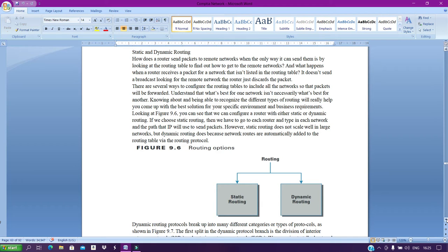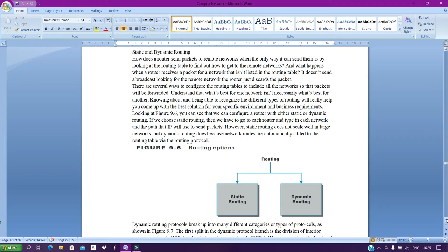There are several ways to configure the routing tables to include all the networks so that the packets will be forwarded. Understand that what's best for one network isn't necessarily what's best for another. Knowing about and being able to recognize the different types of routing will really help you come up with the best solution for your specific environment and business requirements.